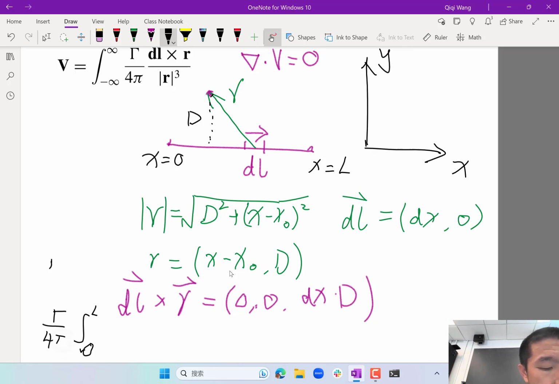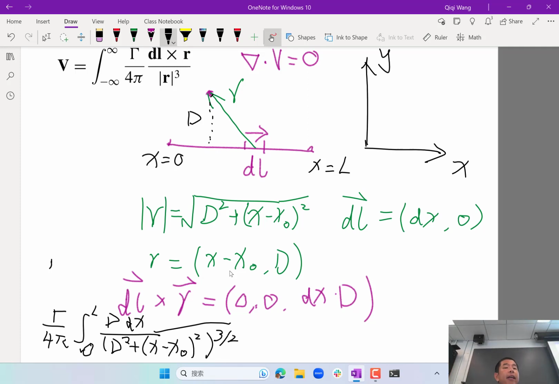So we don't carry it in the integral. So dl cross r is just d times dx, right? And the denominator is the r magnitude to the third power, which we already have the r magnitude over here, so it's d squared plus x minus x naught squared to the 3/2 power, right? So that's going to be my integral. So that is my velocity is equal to that.